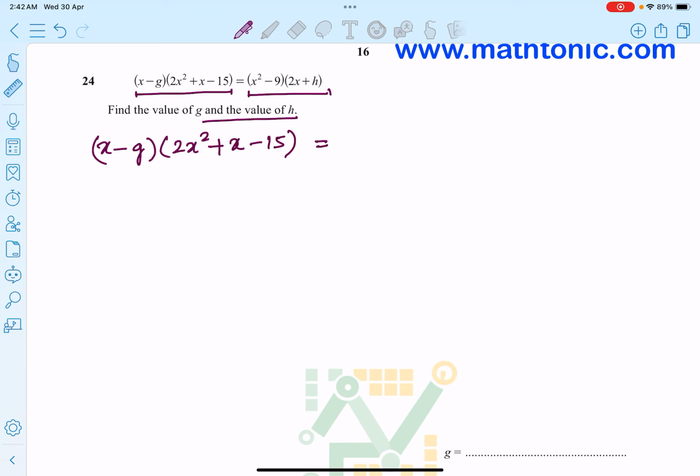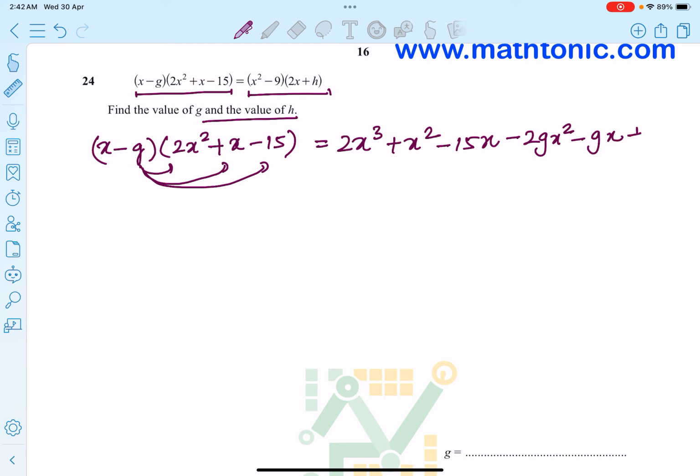So x times 2x squared will be 2x cube, x times x will be x squared, and x times minus 15 will be minus 15x. And if I multiply like this, we can do this also. So it will be minus 2gx squared, this will be minus gx, and this will be plus 15g. Be careful of the negative sign.